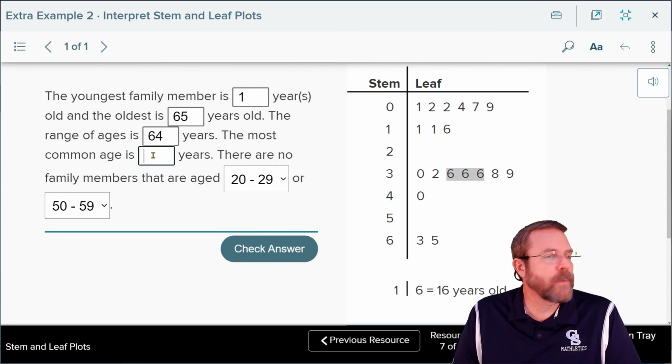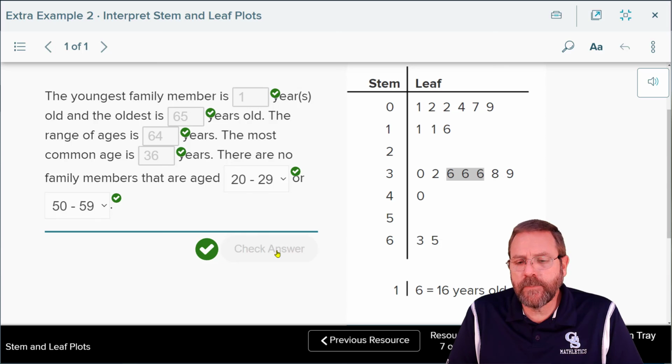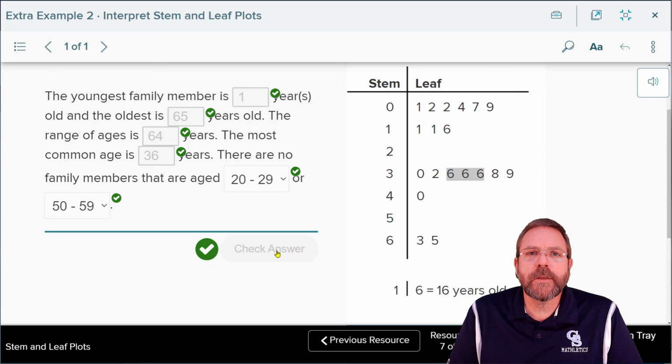There was a most common age. I did have it. Now we'll get everything correct. That's all there is to doing this. Stem and leaf plots are really simple. They're very useful tools in analyzing data, but they're not something you're going to see a lot out in the real world. Go ahead and get started on your homework.